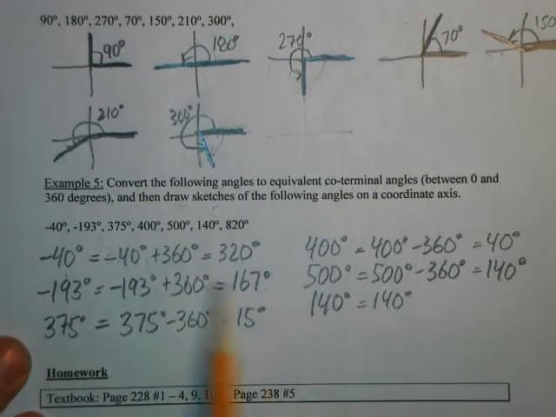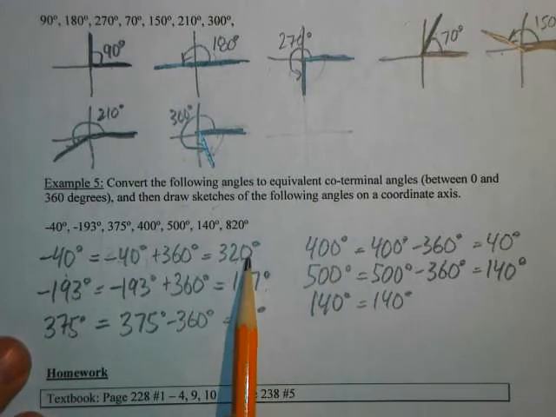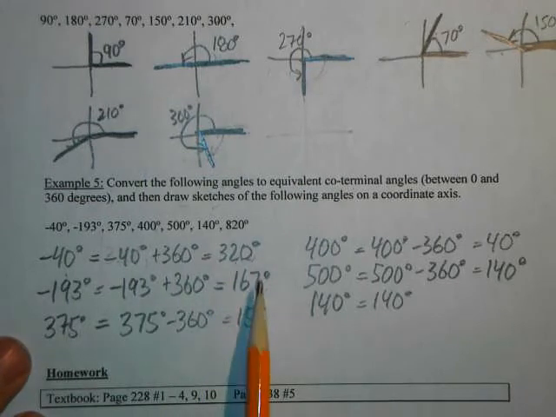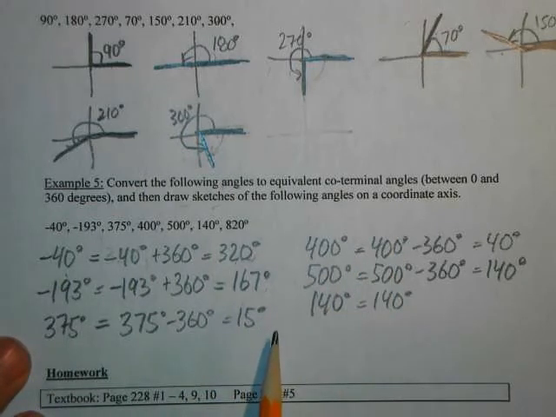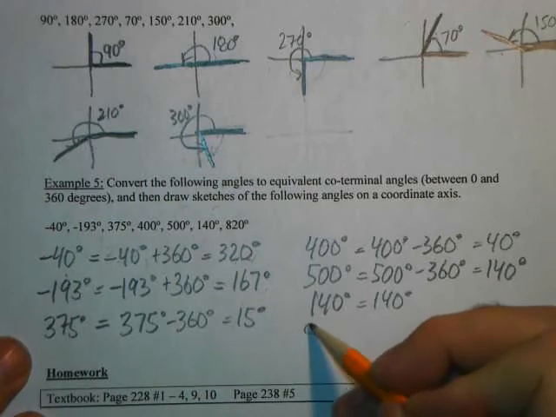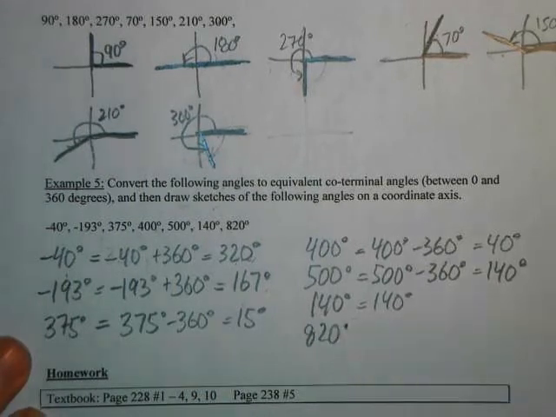Now, for each of these, I could find multiple coterminal angles. Just add another 360 or subtract 360 as many times as I want. I can come up with an infinite number of coterminal angles. The goal of this exercise was just to come up with a coterminal angle that's between 0 and 360, so that's what we're doing. Okay, 820, this seems like probably the most difficult one to do.